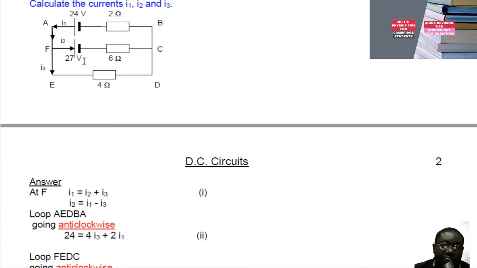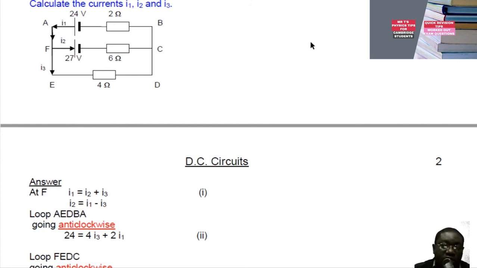We are going in the anti-clockwise sense. So this is anti-clockwise. So we continue to traverse in the same direction here so that we are consistent with what we did in the first loop. So it's going to be 4I3 minus 6I2 because I2 is going in the opposite direction of our traversing.